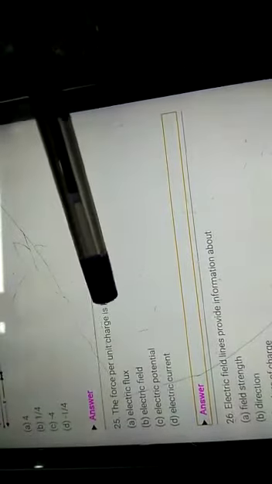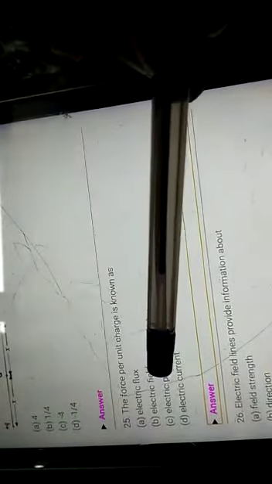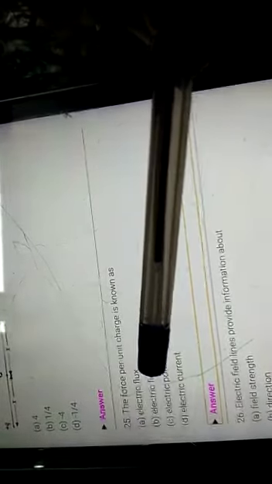Now the force per unit charge. Force per unit charge is your electric field. For force we write charge into electric field. So force is equal to charge into electric field, so your electric field is force per unit charge. So B is the correct option.